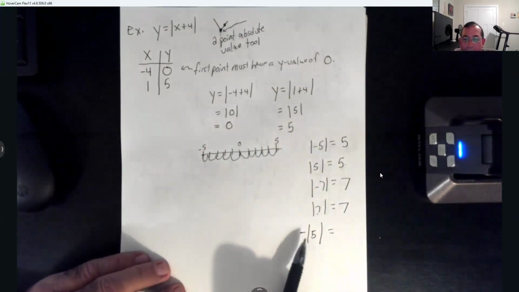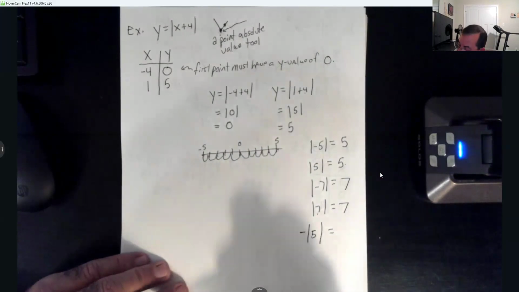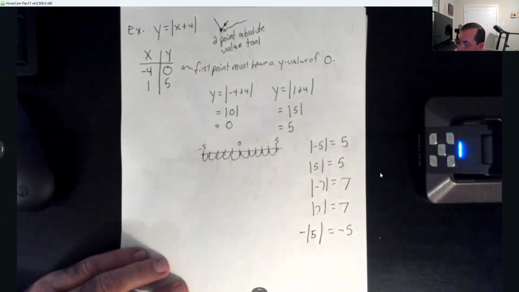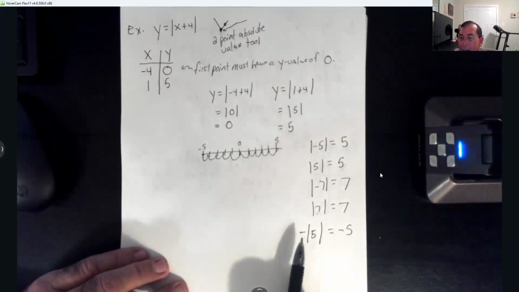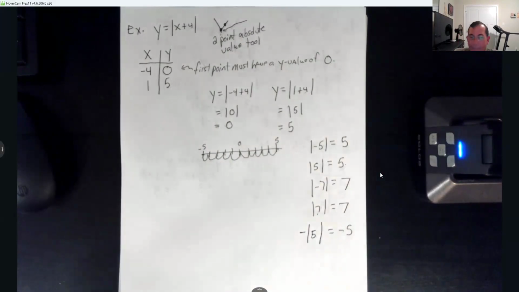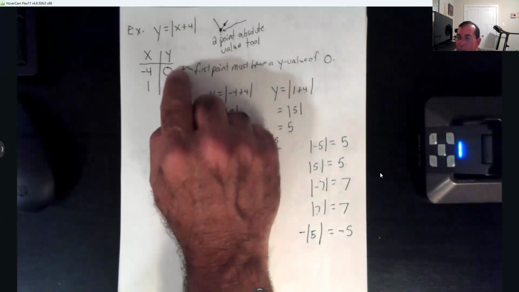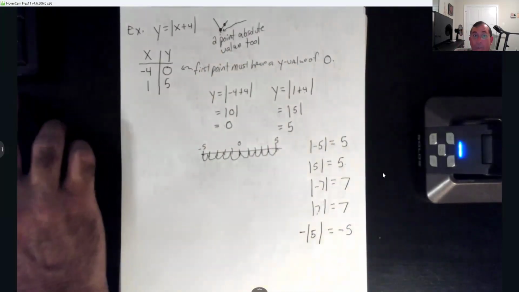Now, if I say what's the answer for this one, well, the absolute value of 5 is 5, but you got a negative out front, so that makes that a -5, okay? So that's the only way you can make absolute value negative is if it's negative out in the front of that thing, okay? All right, y'all, but remember, first point, when you graph in MyMathLab, better be a 0 for the y value.